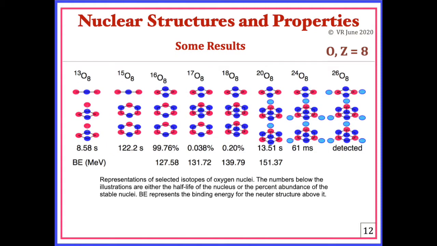From now on, I will just present the results obtained with a few different selected examples of nuclei. This slide shows some selected structures of different oxygen nuclei. With 8 protons, a 2-3-3 proton layer fits the requirements. The 13O isotope has 2 protons in the alpha particle layer outside the rules of binding. It has a short half-life.